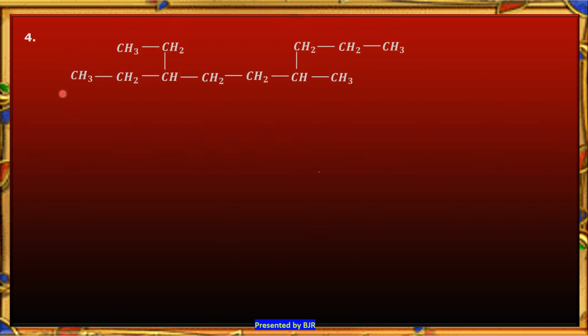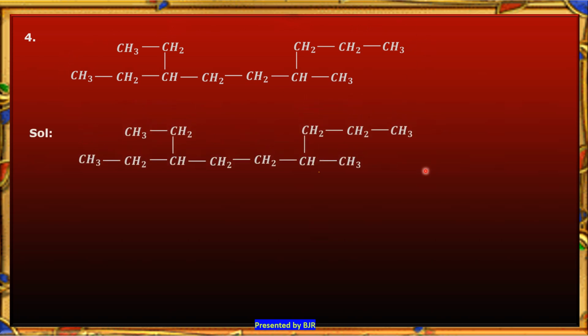Here is the problem number 4. This is the alkane to which we have to provide the IUPAC name. Solution. In this, first we have to select the longest chain of carbon atoms, that is parent chain. We have to select at first.